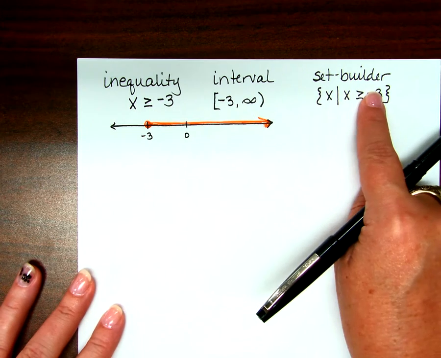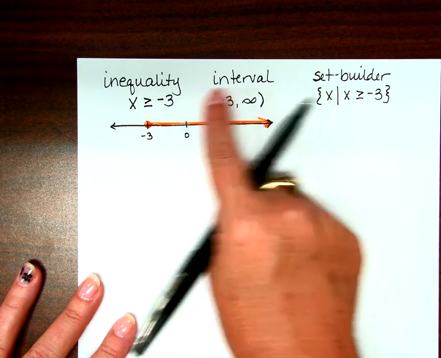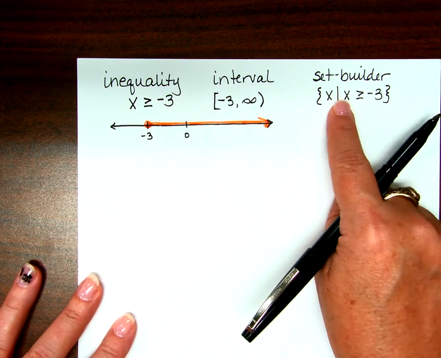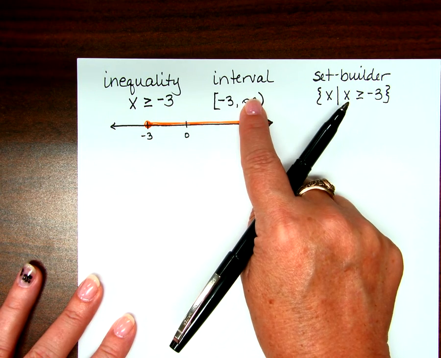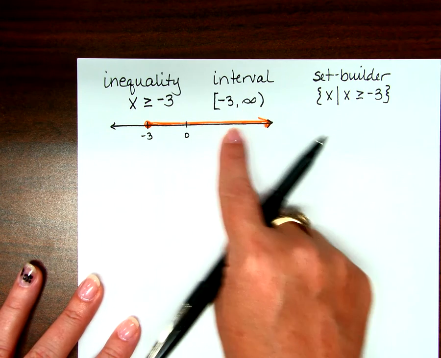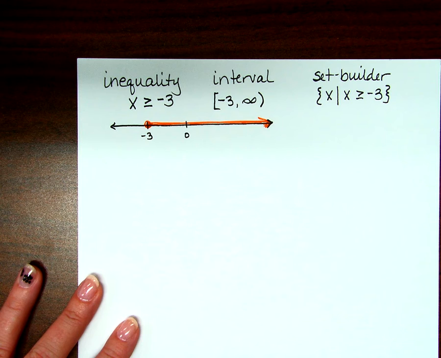Okay? So what I need you to be able to do today is go back and forth between these three. If I give you interval, I need you to be able to give me inequality. If I give you set builder, you need to be able to give me interval. And also, if I give you a number line, you need to be able to give me any of these three. Can you do that?